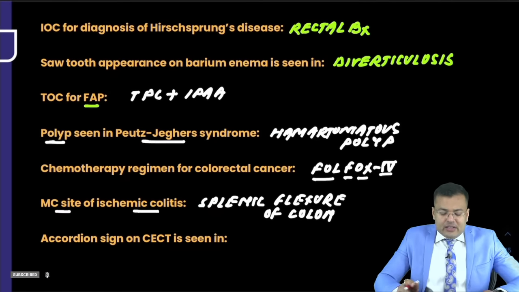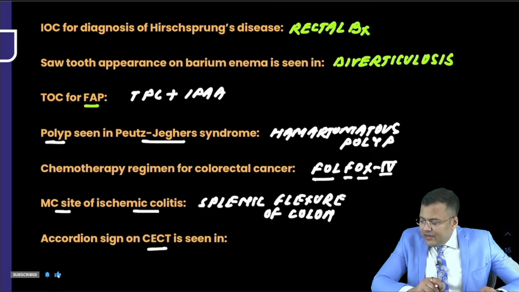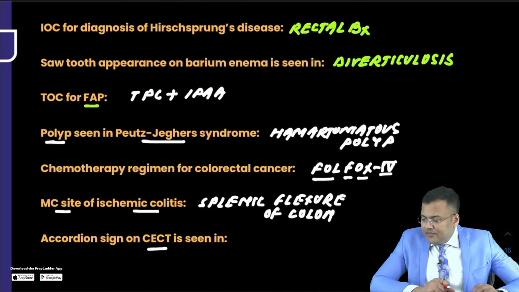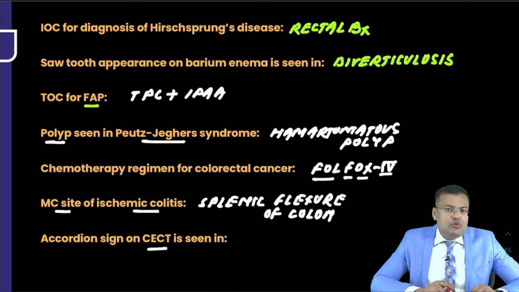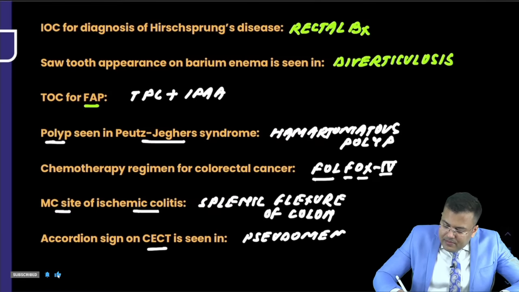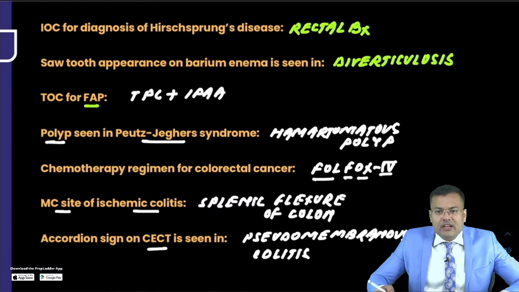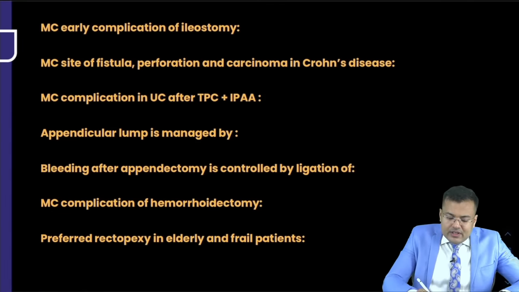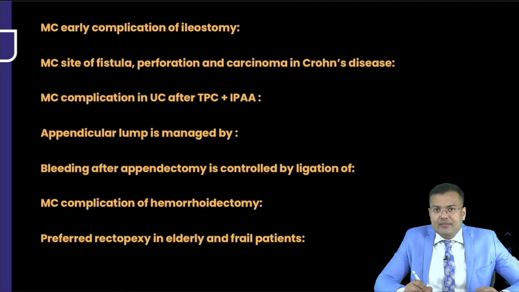Okay. Accordion sign on CT is seen in. Very good, Ashwini. Uma, correct. Campylobacter. Yes, pseudomembranous colitis. So it is seen in pseudomembranous colitis. And you know that it is caused by which organism? Clostridium difficile. Organism is Clostridium difficile.